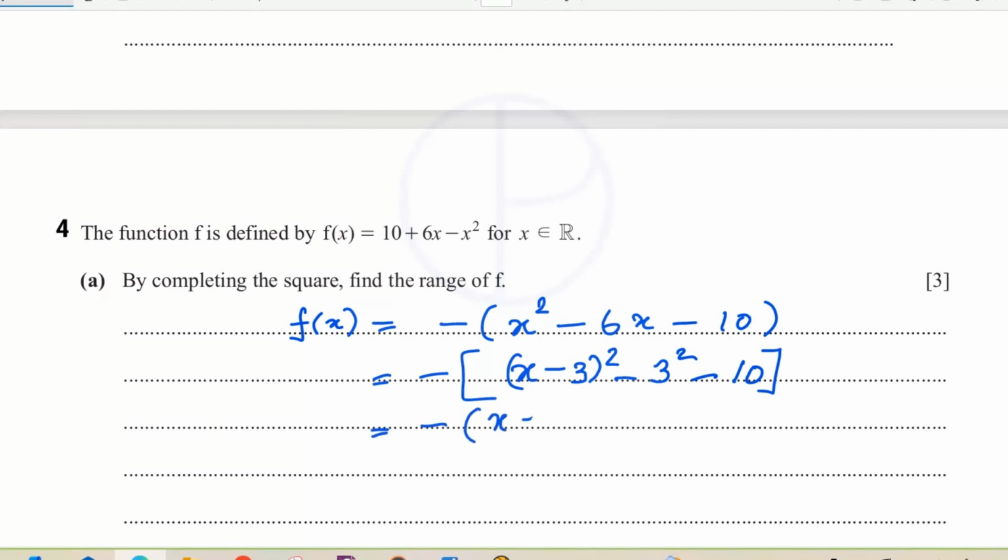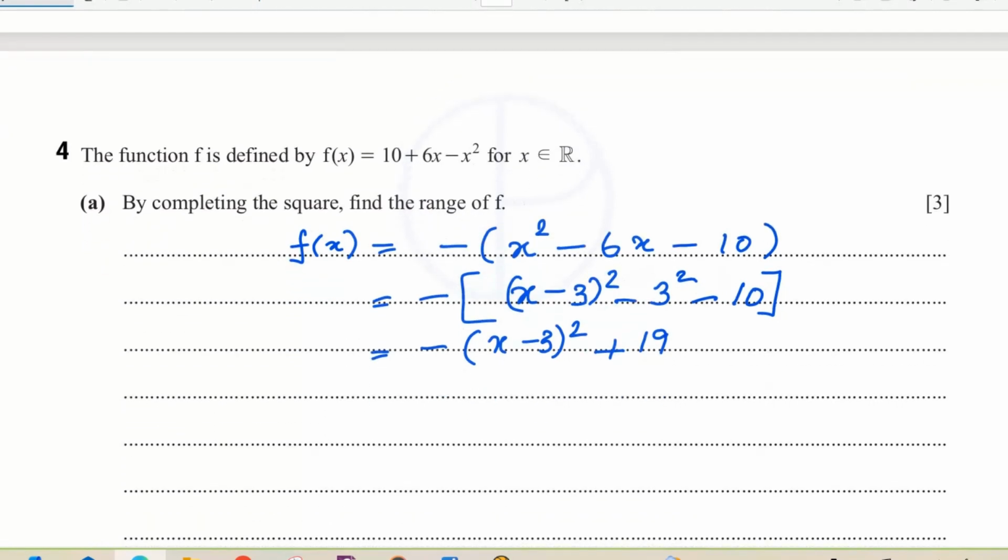Negative (x minus 3) the whole square, negative 3 square minus 10 is negative 19, multiplied by negative will be positive 19. So we need to find the range of f. This is a quadratic function in the completing the square format, so the range will be 19.